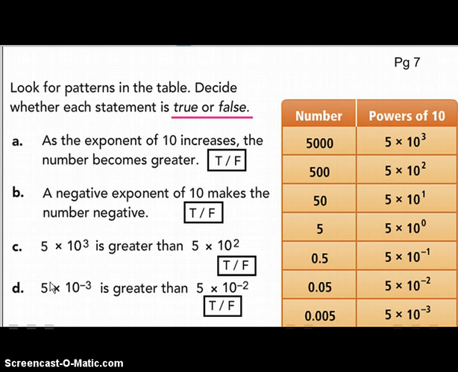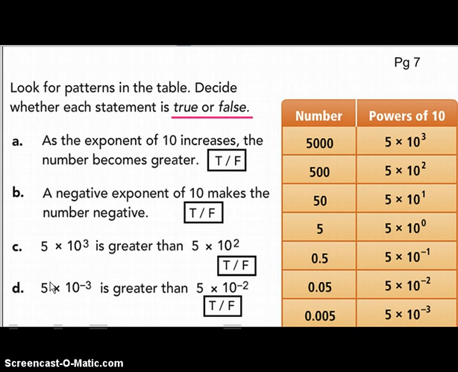On your sheet, you have a table similar to the one we just looked at. It says, look for patterns in the table, decide whether each statement is true or false. As the exponent of 10 increases, the number becomes greater. Is that true or false? True.